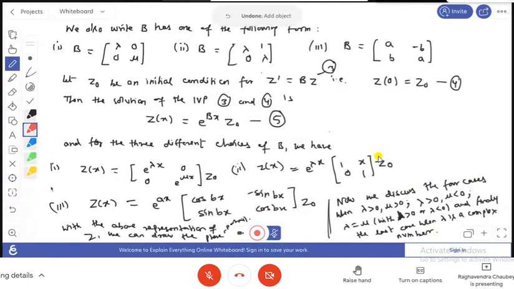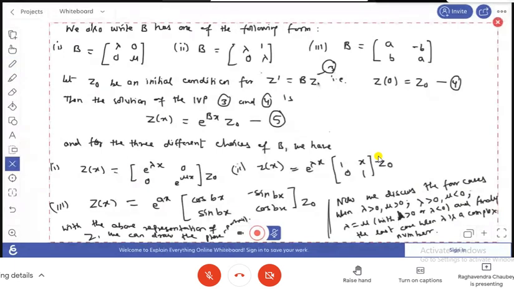Okay, so now next page, we discuss our 4 different cases.